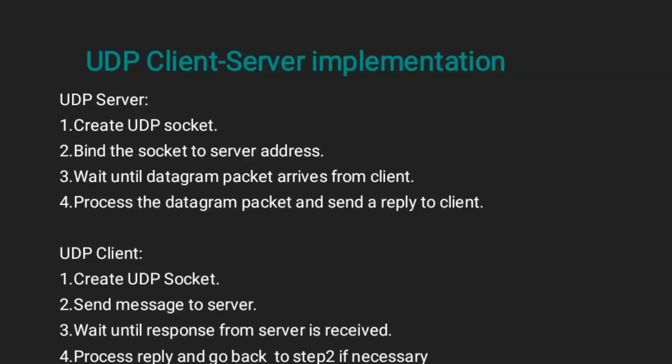Coming to the UDP client-server implementation, the UDP server has 4 steps, that is, first creating a UDP socket, binding the socket to the server address, waiting until the datagram packet arrives from the client, and processing the datagram packet and sending a reply to the client. This sending of a reply to the client, this step is absent in TCP, whereas it is available in the UDP implementation. This is the function of the UDP server.